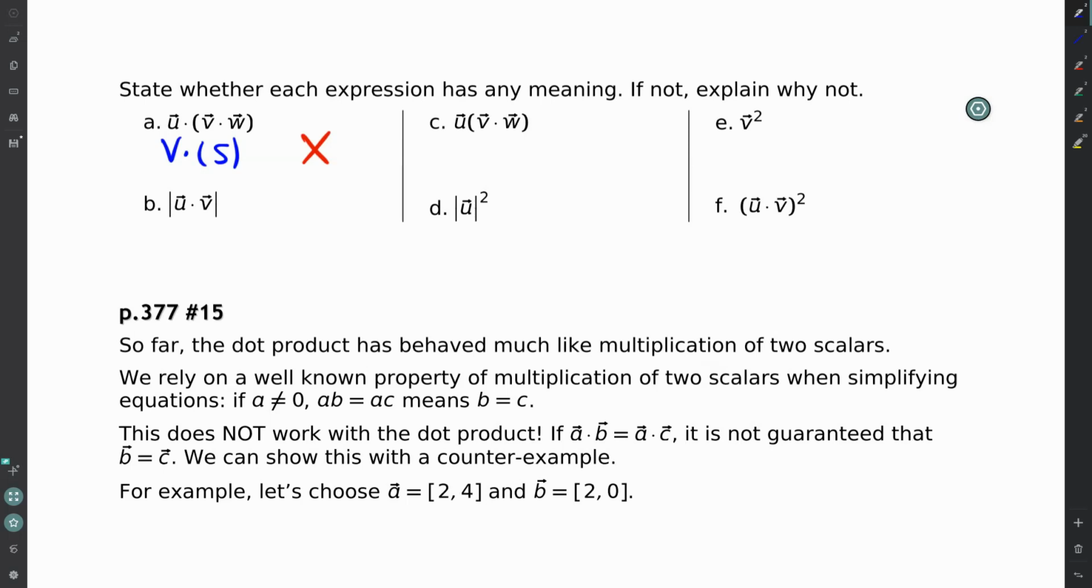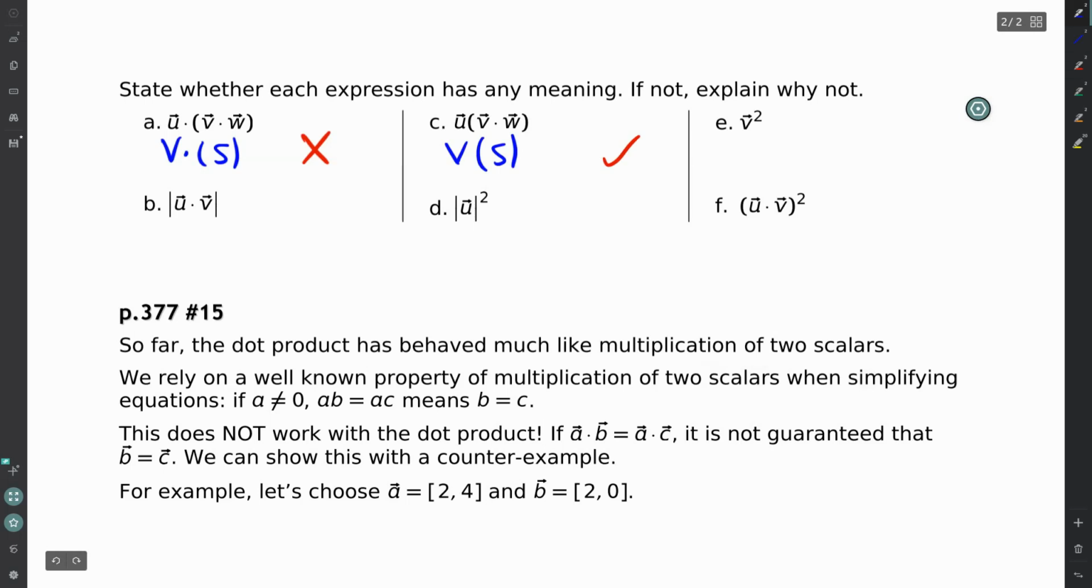Over here we have a vector and we're doing a scalar multiplication. V dot W is going to be a scalar. We are allowed to multiply a vector and a scalar. That works fine. So that's not a dot product, and we can tell because there's no dot.